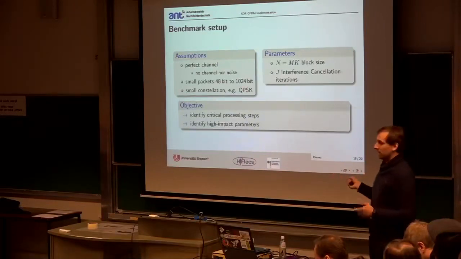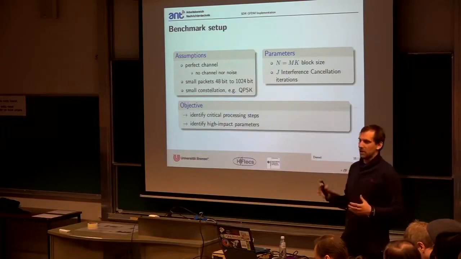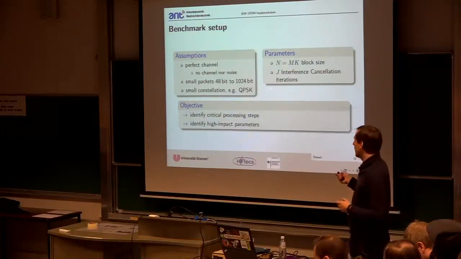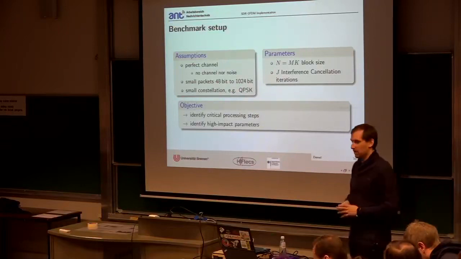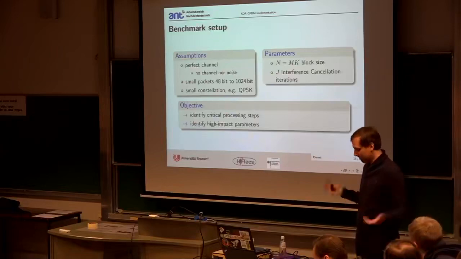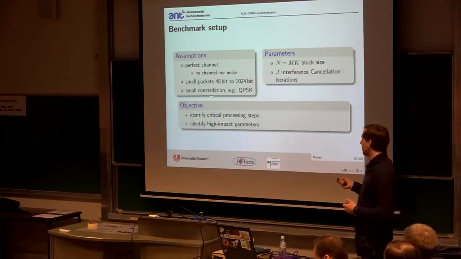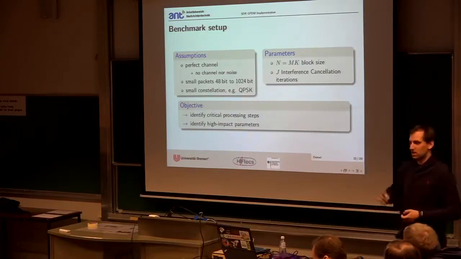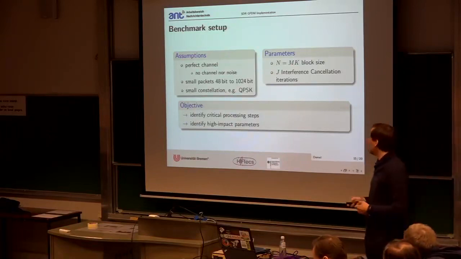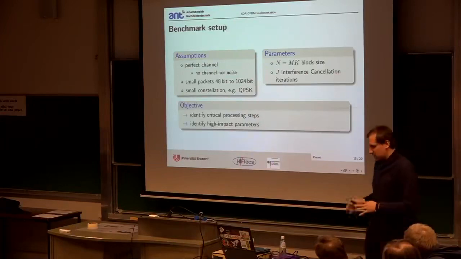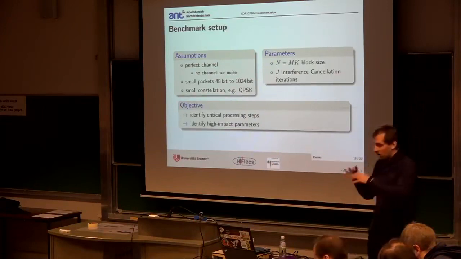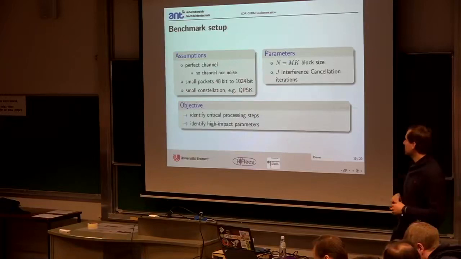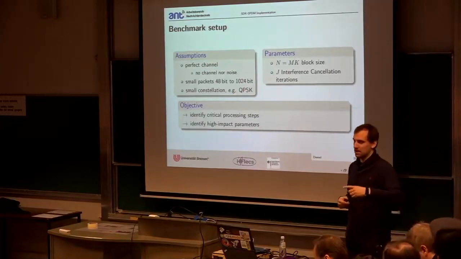Then also, for the kind of communication systems I'm looking at, we always have small packets. It's debatable if 1024-bit is still a small packet, but that's up to the people involved in every project. Then also we always look at small constellations like QPSK. We won't go up to like 64-QAM. In order to understand the simulations a bit better, you need to know about two parameters: N, the block size of our GFDM frame, and J, the number of interference cancellation iterations.